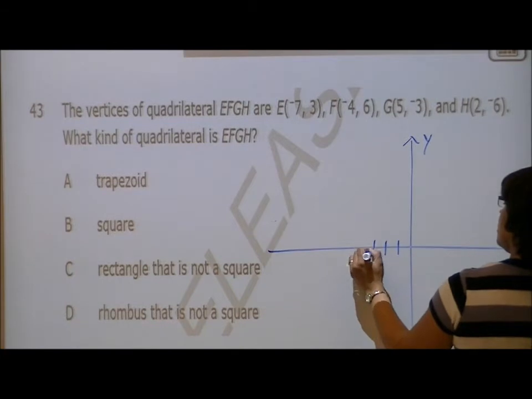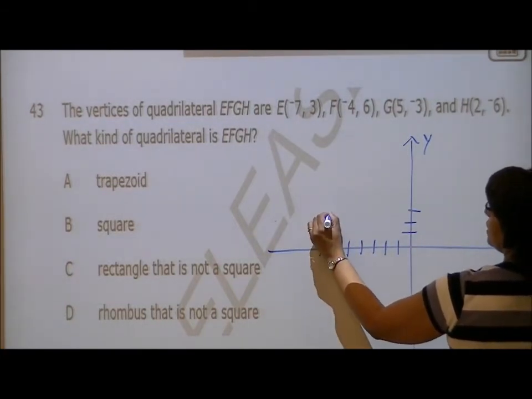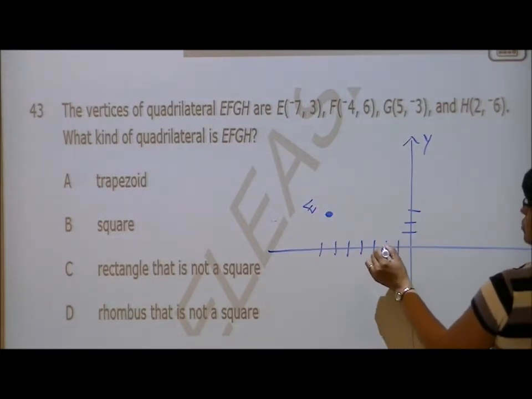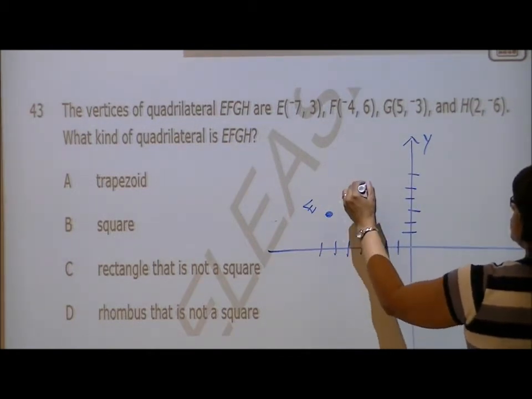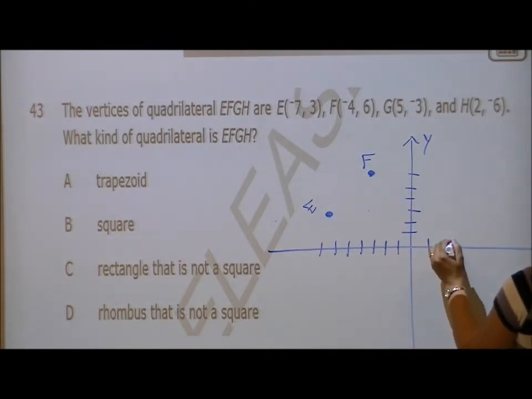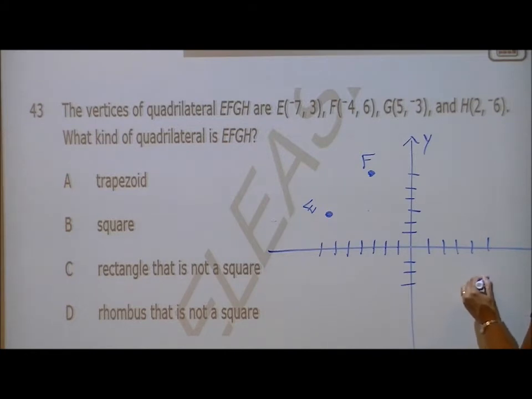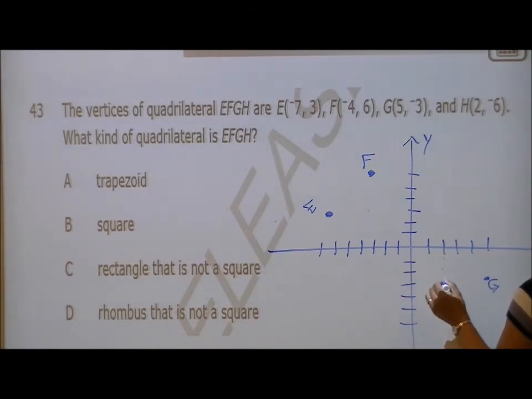So 1, 2, 3, 4, 5, 6, 7. 1, 2, 3. About right there. That's your E. And then your F is 1, 2, 3, 4. 1, 2, 3, 4, 5, 6. So about right there. Your G is 5. 1, 2, 3, 4, 5. Down 1, 2, 3. So there's G. And your H is 1, 2, and down 1, 2, 3, 4, 5, 6.